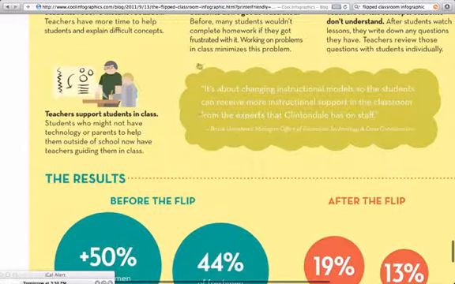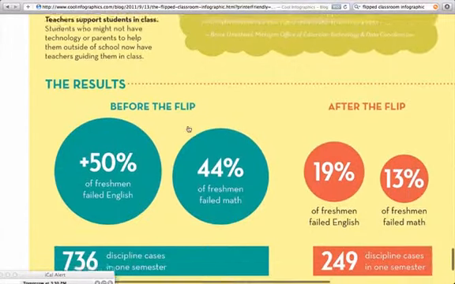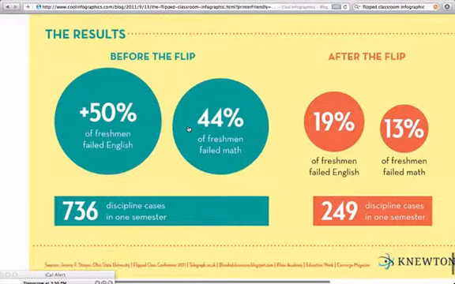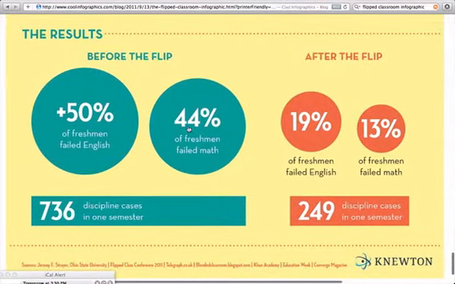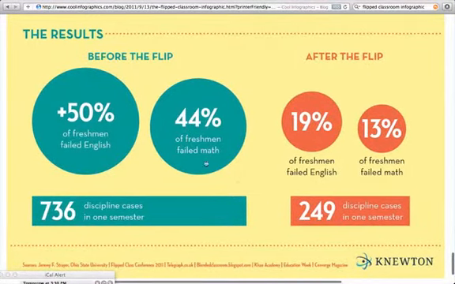So I think this is an important quote here. It's about changing instructional models so that students can receive more instructional support in the classroom from the experts that Clintondale has on staff, or that any school has on staff. And as I just read that quote, I remember that some of the feedback that I got from my students is that I talk really fast when I'm on these videos. So if I'm going super fast, it's okay because you can stop me and rewind me and listen to me again. That's great.